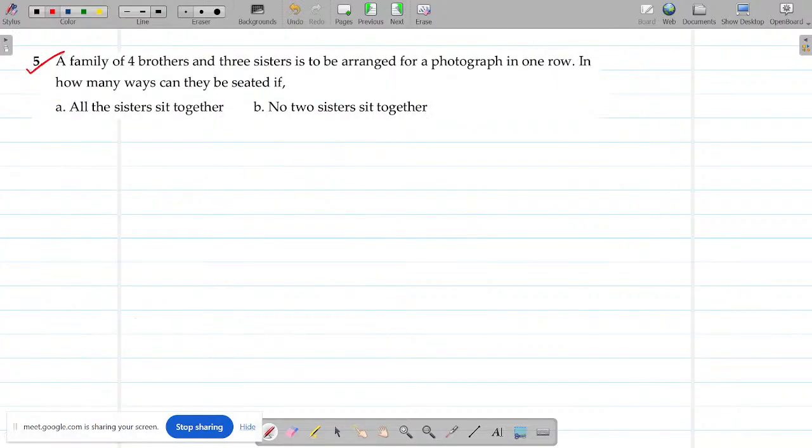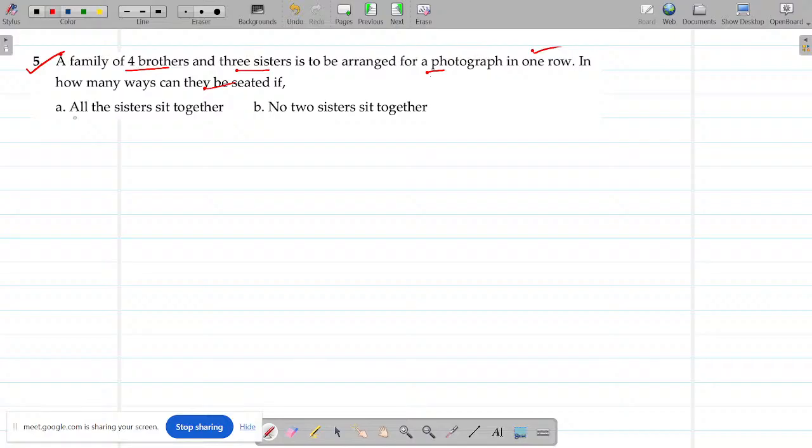Next problem, the fifth one. It's an easy problem. There is a family having 4 brothers and 3 sisters. They are to be arranged for a photograph in one row. Okay, it's a normal row problem. In how many ways can they be seated?